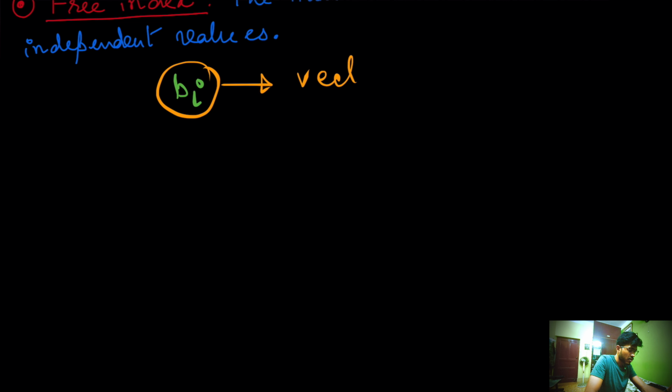So if I am writing anything like Bi, that means this is a vector. It directly means that a vector is a parameter that has one free index.